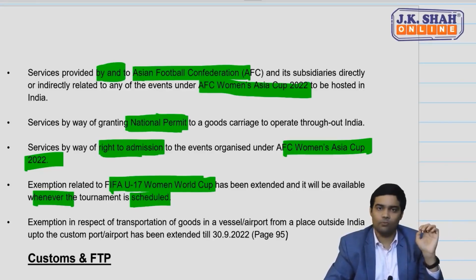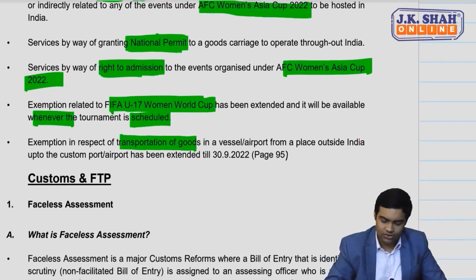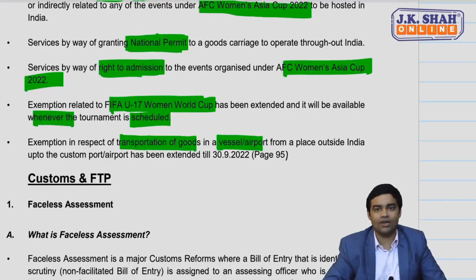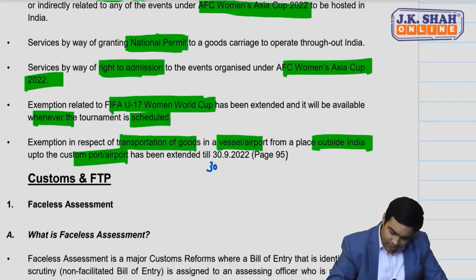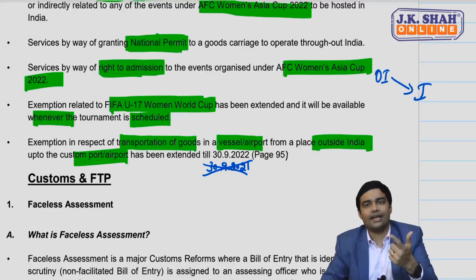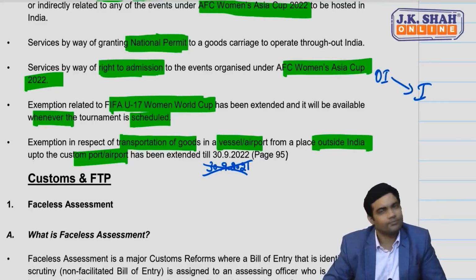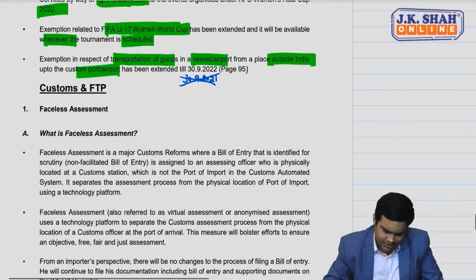No GST, sir? No. Lastly, there was one point related to transportation of goods in a vessel/aircraft from a place outside India to India. This exemption was earlier valid till 30th September 2021. Now it is valid till 30th September 2022. So from outside India to India, transportation of goods in a vessel or aircraft will enjoy an exemption. Clear? Okay. Customs and FTP, fairly small changes, nothing much. Anyways, we would have covered this.